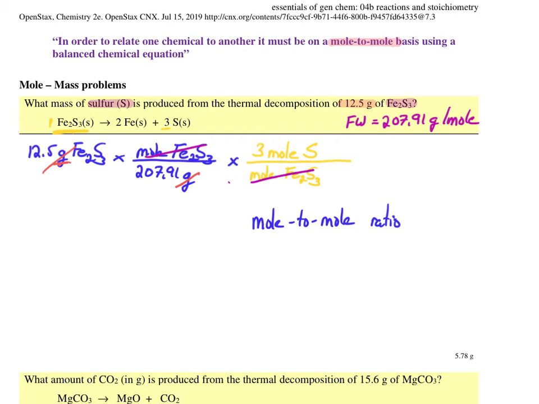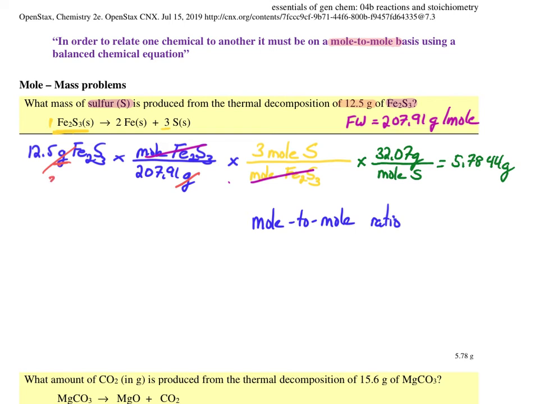The question is asking us for the mass of sulfur, not mole of sulfur, so we're going to have to multiply by the atomic weight to get to mass. The atomic weight of sulfur is that we have 32.07 grams per mole, and if we do all this math, we end up with a calculator answer of 5.7844 grams. Now we go back and worry about our sig figs.